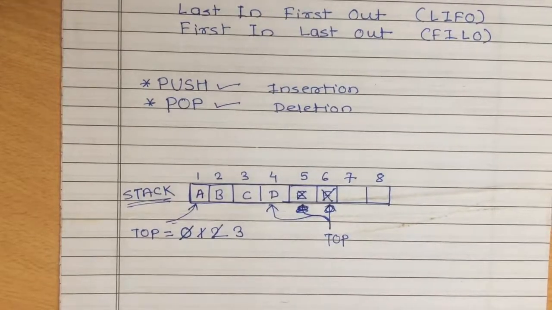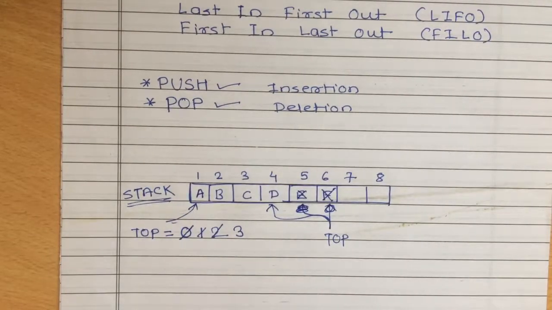Similarly, when we insert an element, the value of top will increase by 1, and if I remove an element from the stack, then the value of top will decrease by 1. So this is a simple way to represent a stack. I hope you understand this basic concept of the stack, that is, how we insert an element and how we remove an element.